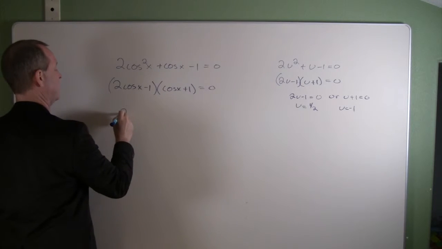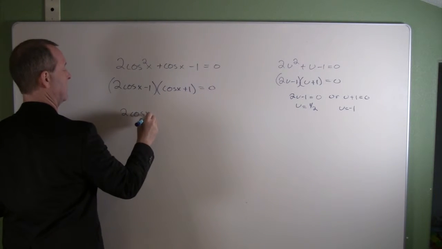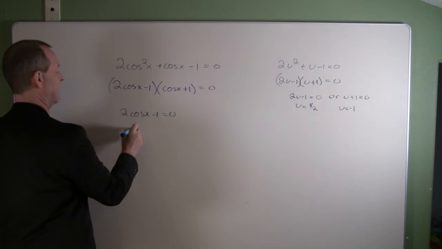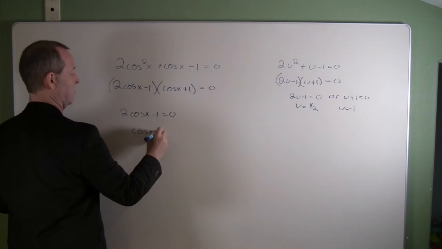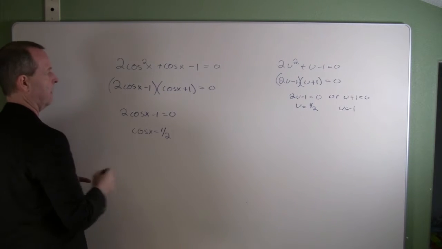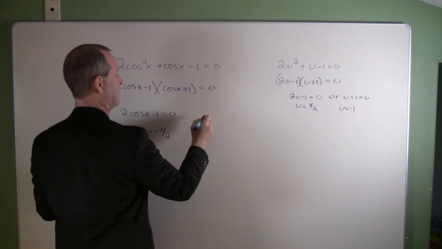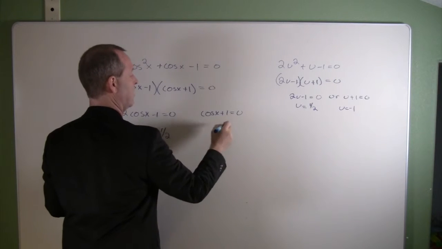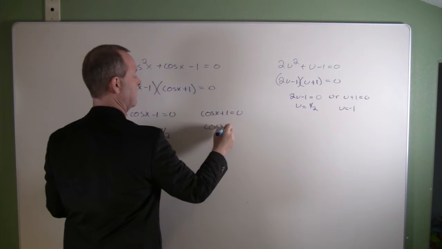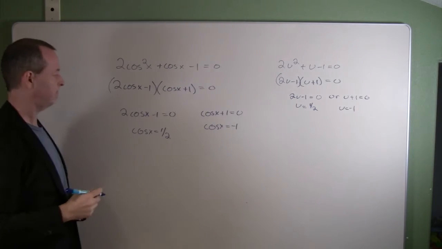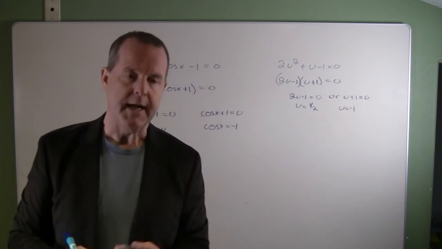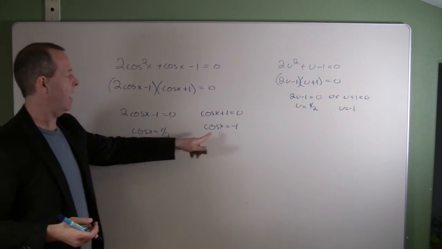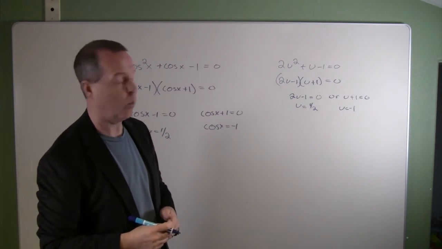One factor is 2 cosine x minus 1 equals 0. Solving that gives me cosine of x equals 1/2. On the other side, cosine of x plus 1 equals 0, so cosine of x equals -1. The question I'm asking myself is where is the cosine of x equal to 1/2, and where is the cosine of x equal to -1?